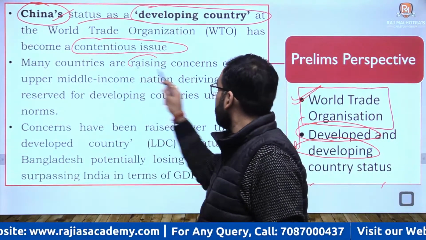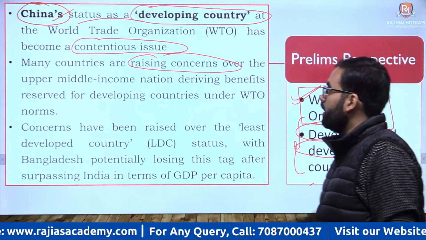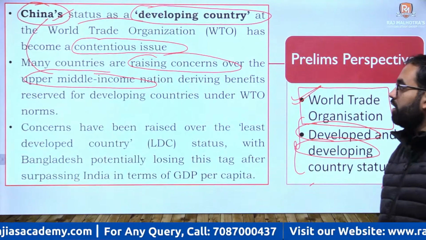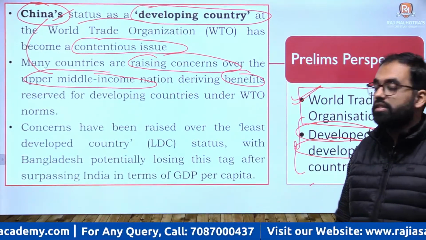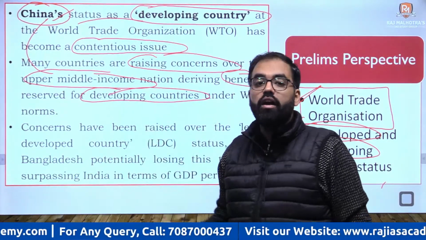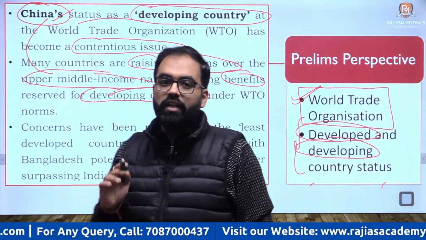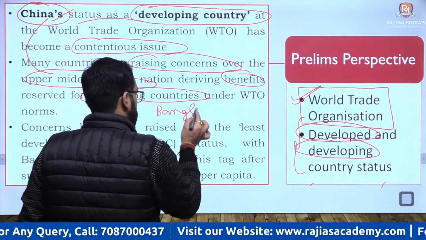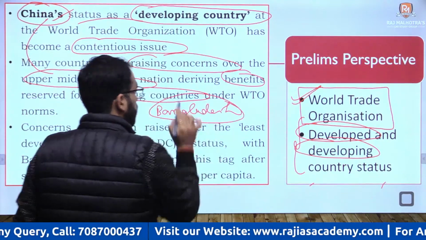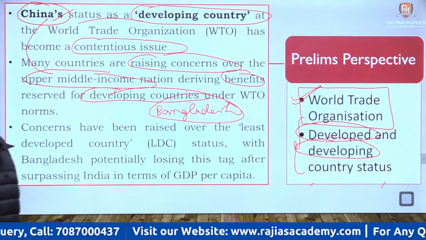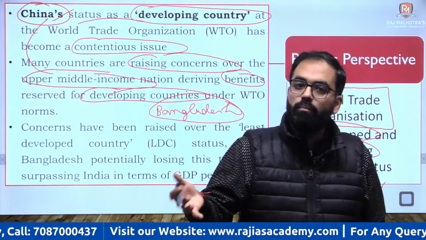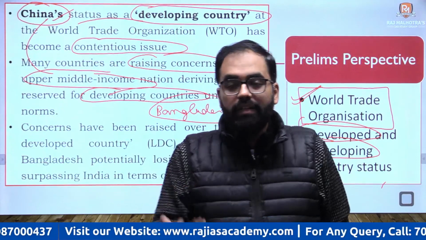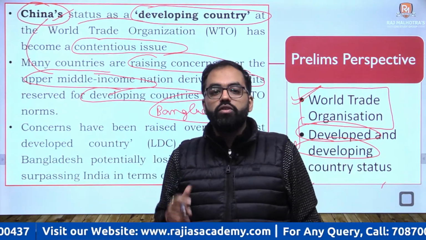Then many countries have raised concerns over the upper middle income nation. That is precisely what the Chinese are, right, deriving all the benefits which are reserved for the developing countries under the WTO norms. So what exactly is the case here is that even Bangladesh, which recently was stripped of its developing country status. Even countries which are below the standing as far as their incomes, their GDP numbers are concerned, are not deriving the benefits which the Chinese are.